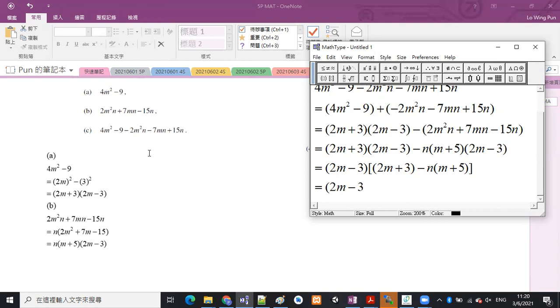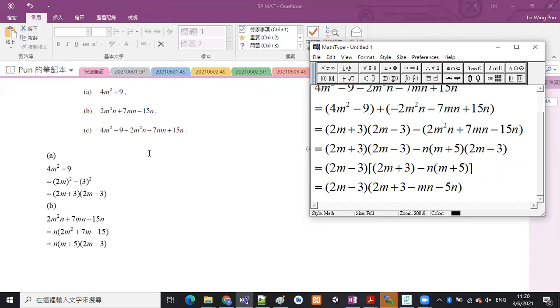So 2m minus 3, no change. And then 2m plus 3. And we have minus n times m. And minus n times 5. So we have minus mn, minus 5n. Can you understand this step? Okay, from this to this. Okay?